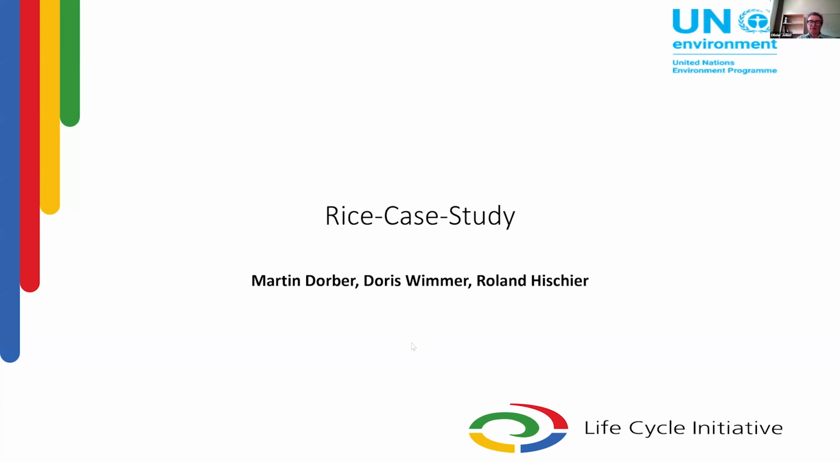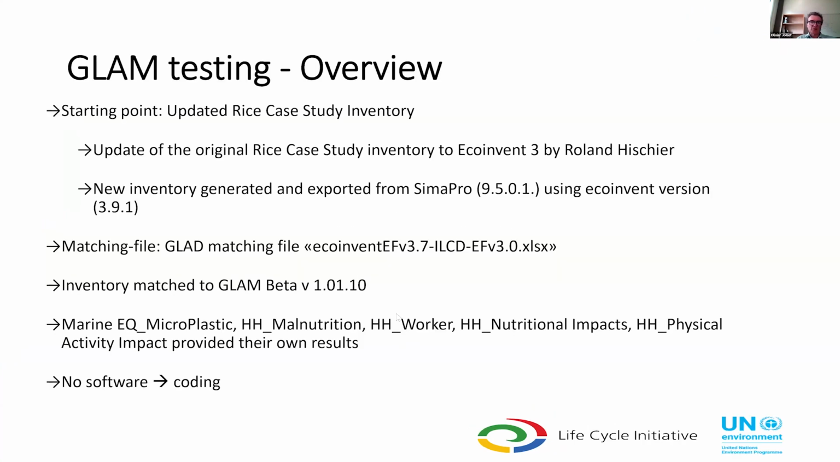Now we have a RISE case study. Martin, you could perhaps explain, and I will provide 2 graphs in addition. Yes, so now we have seen the testing on the global scale, but our idea was also to test it on a product level, and there has already been a RISE case study designed in the GLAM phase 2. So it was the idea to follow up on this. This was the starting point. But this one was made in ecoinvent 2, so now we decided to move it to ecoinvent 3.